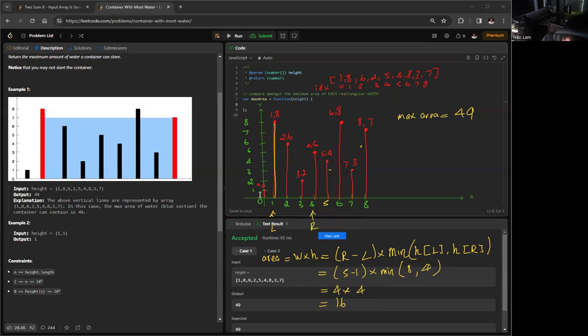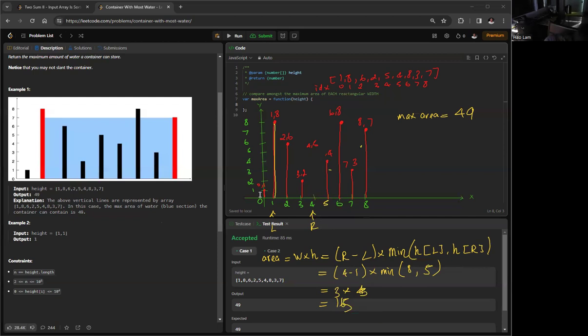We keep moving the right because the line at the right is shorter. So now we look at this. We have 4 minus 1, which is 3. This one is 5. Minimum is 5. It is 15. 15 is smaller than 49, so we don't do anything, right?